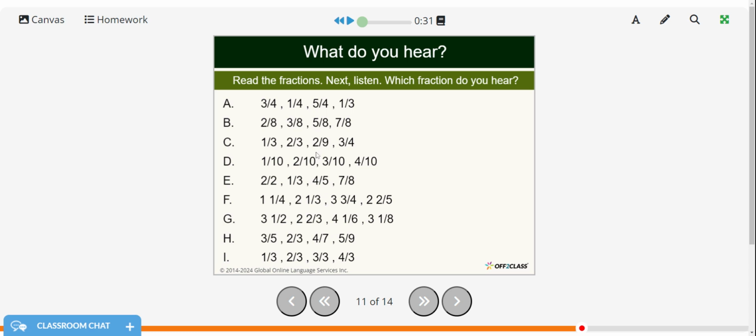3/4, 1/10, 2/10, 3/10, 4/10, 2/2, 1/3, 4/5, 7/8.